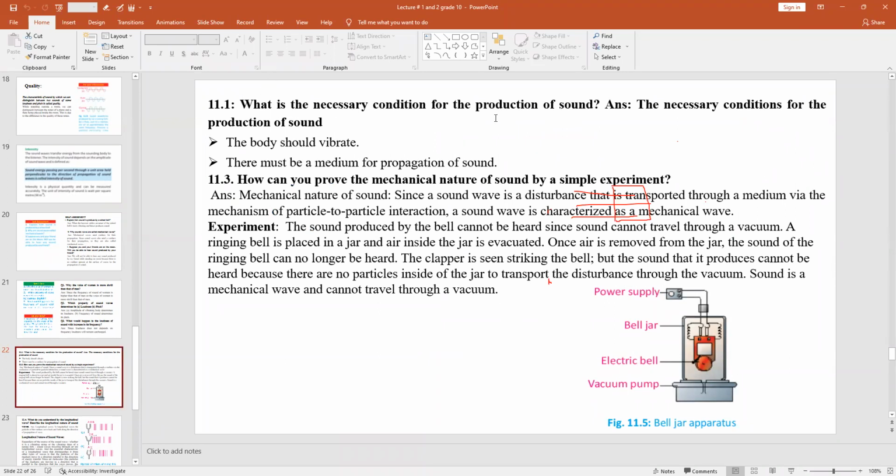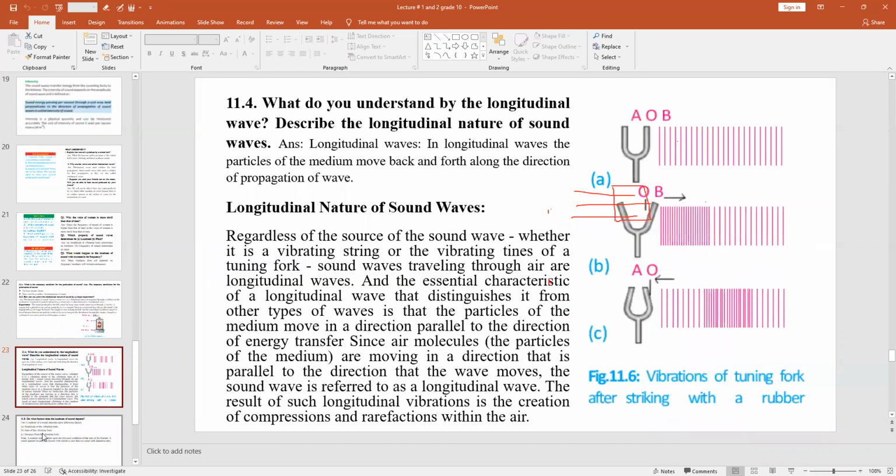What are the necessary conditions for the production of sound? The necessary conditions for the production of sound: the body should vibrate, and there must be a medium for propagation of sound, right? 11.3 is, how can you prove the mechanical nature of sound by a simple experiment? We have discussed the experiment of a bell jar. You have to write all this experiment in this case to explain the mechanical nature of sound by a simple experiment, right? In which we discuss the medium. Then 11.4, these are your exercise questions.